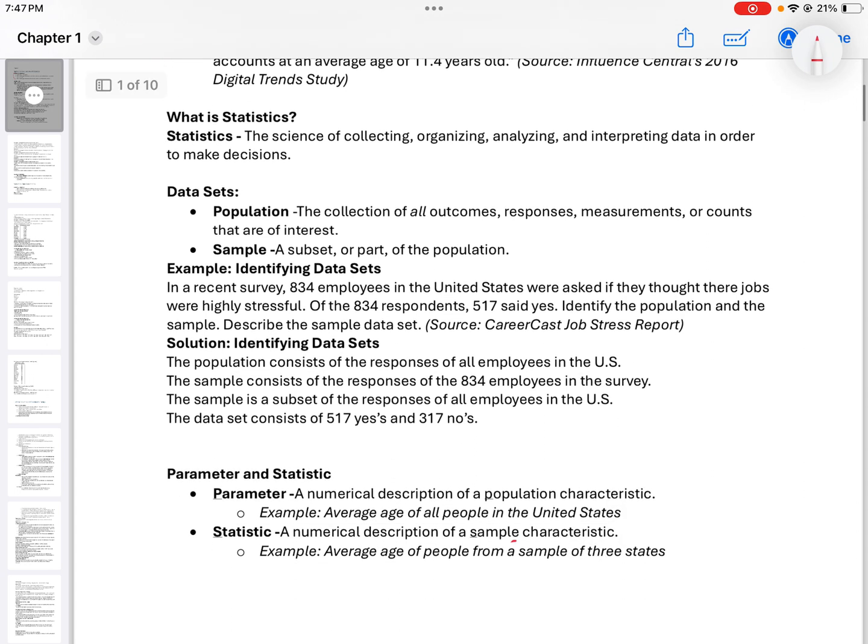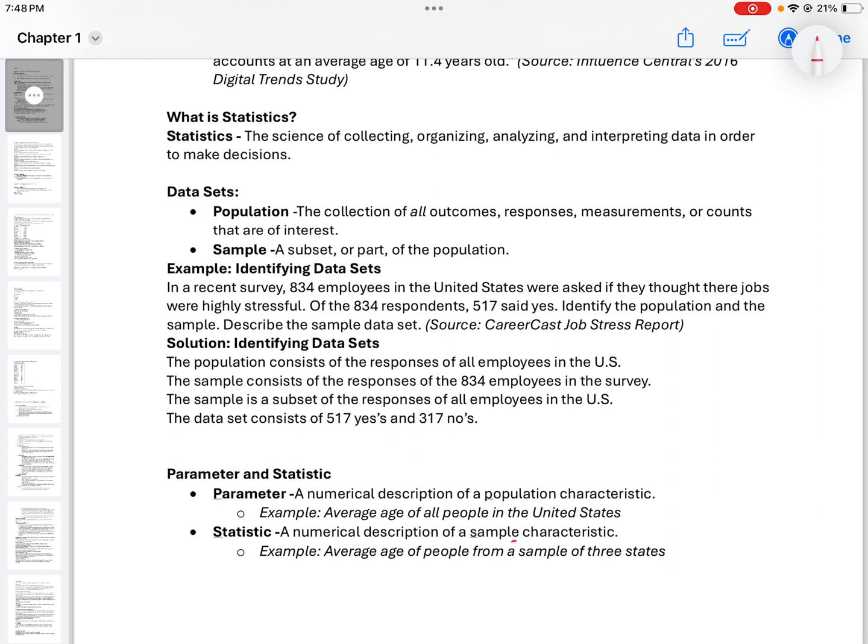Next, we have statistics. Statistics is the science of collecting, organizing, analyzing, and interpreting data in order to make decisions. How you collect your data is very important, as you want to make sure you're trying to collect the best response to answer your question, not the most convenient, and you for sure do not want to manipulate your data to give some type of false conclusion.